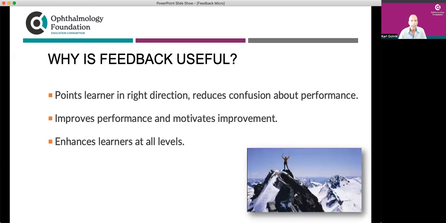It's useful because it should point the learner in the right direction and reduce confusion. Make sure they know how they're doing, not that they think how they're doing. It should improve performance and motivate improvement as well. And it should enhance learners at all levels. So feedback's not just for people who aren't doing well and need to improve. It's for someone who's doing well, but you want to make really good.